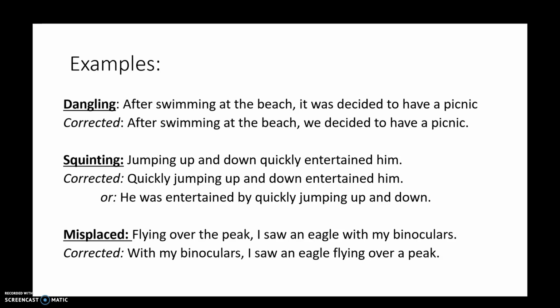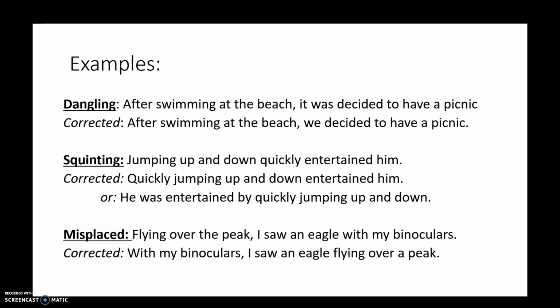So we can correct the sentence one of many ways, and these are just two of the ways. We can say, quickly jumping up and down entertained him. That's grammatically correct, but it kind of has an awkward syntax as you read it. And so a better way to change this sentence is, he was entertained by quickly jumping up and down. We have the quickly with the jumping up and down, and we have that little transition word by to show the connection of the two ideas, that one follows the other.